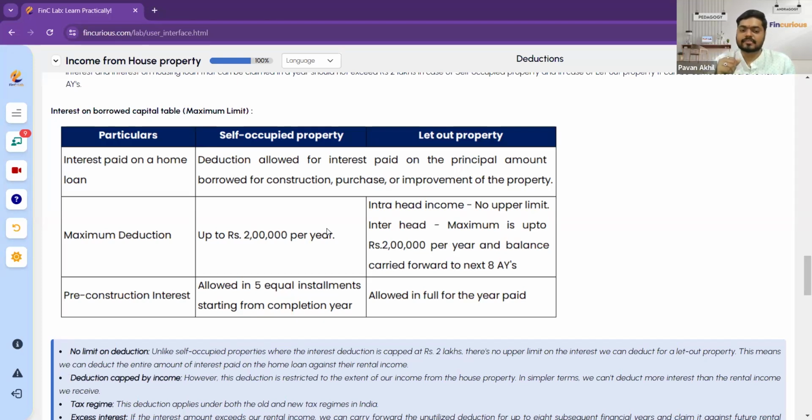And what about pre-construction interest? It is allowed in 5 equal installments starting from the completion year. That is for the self-occupied property. Then what about let-out property? It is allowed in full for the year paid. So this is the overall thing we have seen till now about interest on borrowed capital.